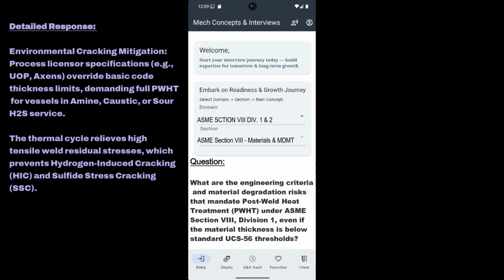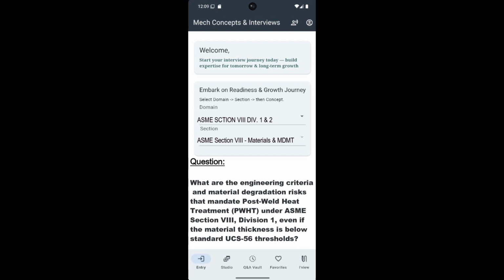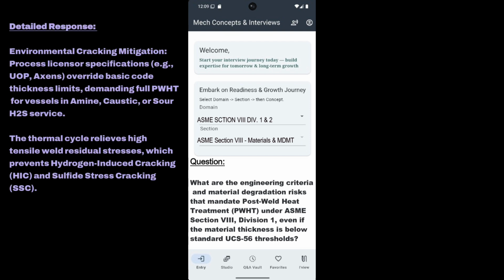So the amine overrides it. Yes. In amine, caustic, or sour H2S service, PWHT is absolutely mandatory, even on a piece of steel as thin as a dime. Explain the physics of why. What is that amine or hydrogen sulfide actually doing to that thin 10 mm steel wall that makes heat treatment so critical? We have to look at what welding actually does to metal.